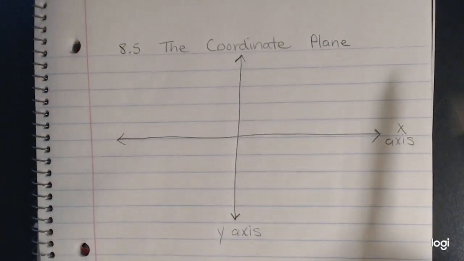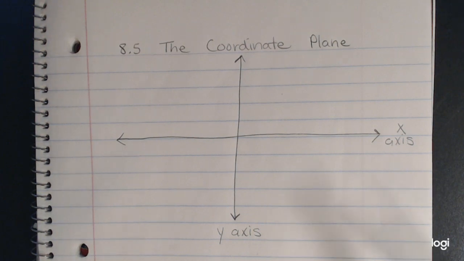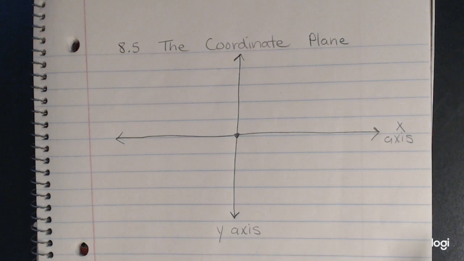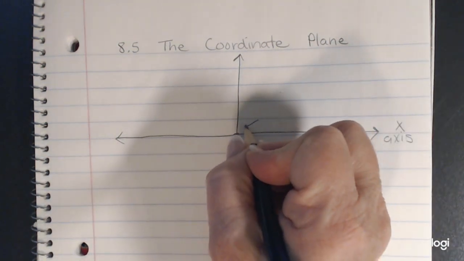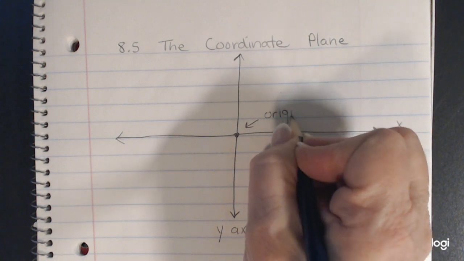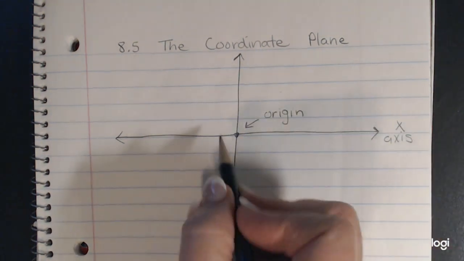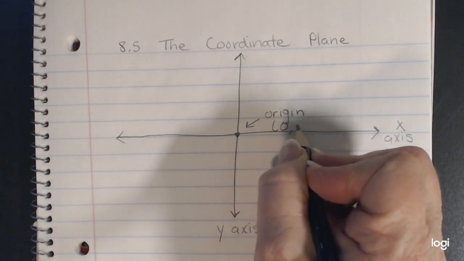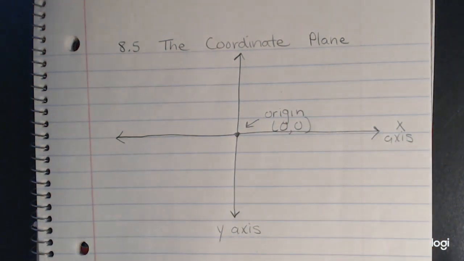Now you will notice where your x and y-axis have crossed right here. This is called our origin. So let's go ahead and point here and label this our origin. And this point here, if we would put the coordinates, would be called 0, 0.